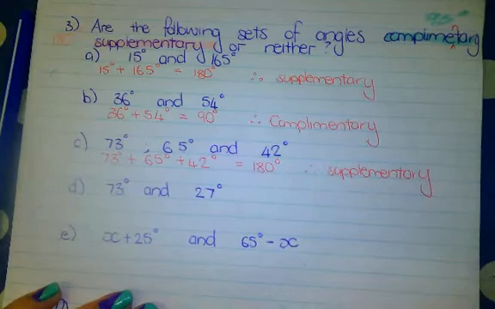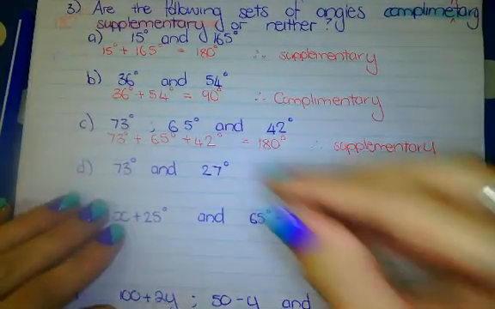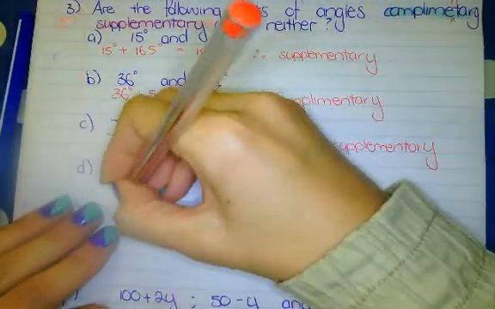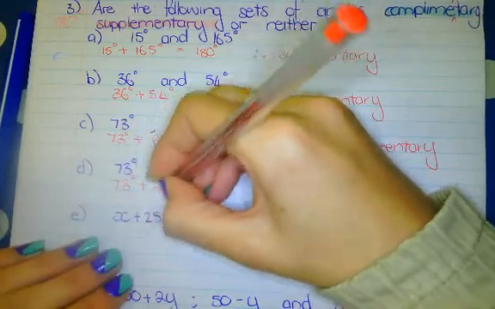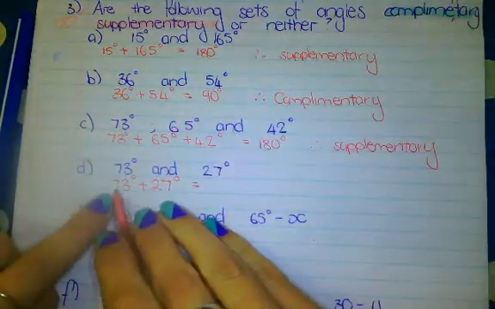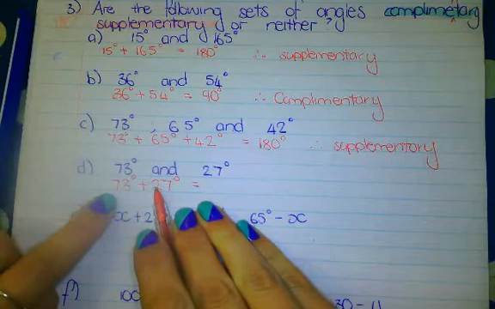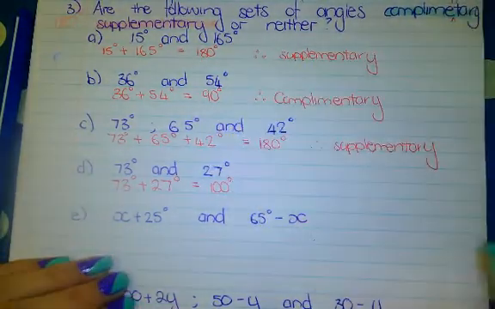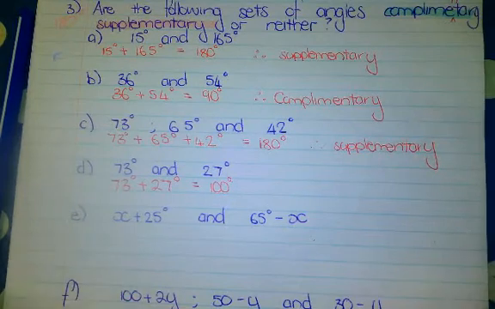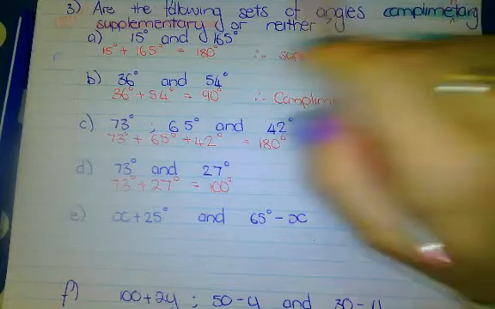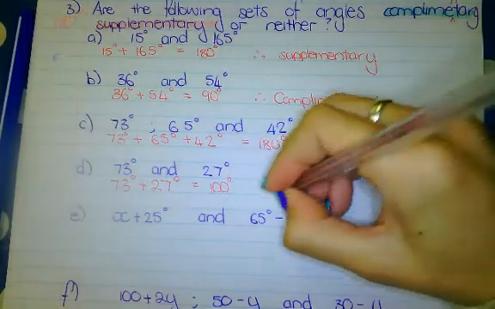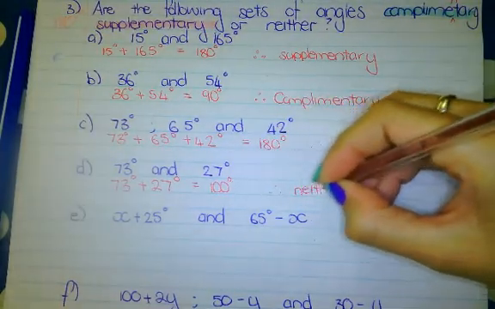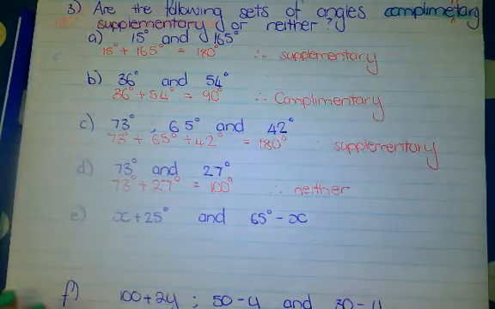Okay, next one, 73 and 27. Adding them together, seeing what we get. Okay, 73 plus 20 is 93, plus 7 is 100 degrees. That is nothing fancy. There's nothing special about 100 degrees. It doesn't get its own name. It is not complementary. It's not supplementary. It is neither. Okay, it's neither complementary nor supplementary.